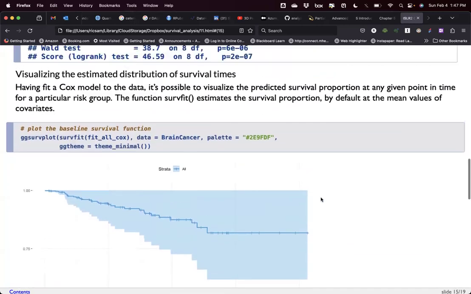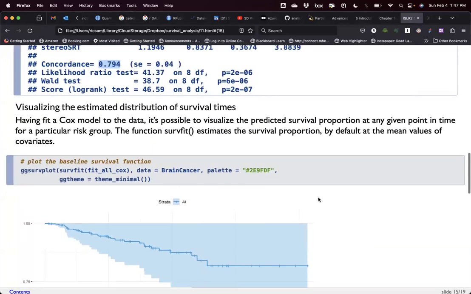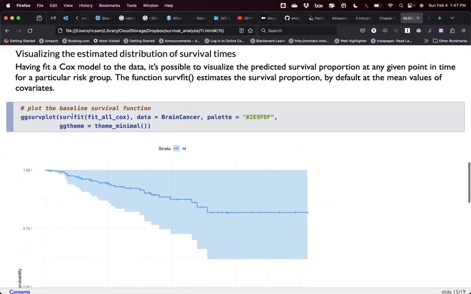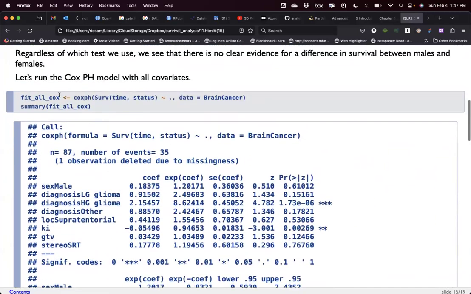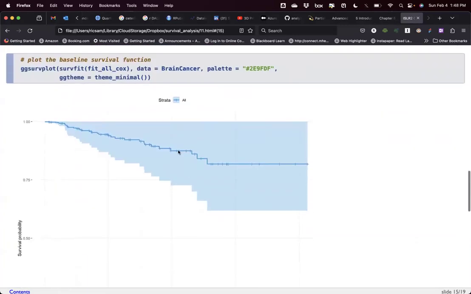Okay, so having fit a Cox model to the data, it's possible to visualize the predicted survival proportion at any given time for a particular risk group. So with this, you're going to use the survfit function, which is the fit all Cox model, the Cox proportional hazards model with all the regressors.